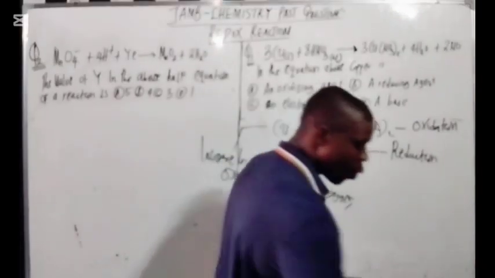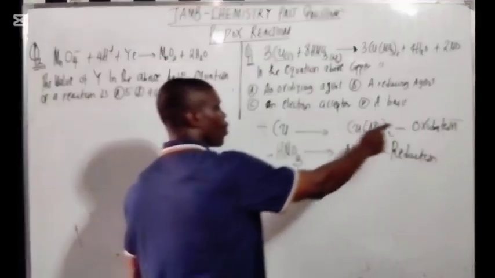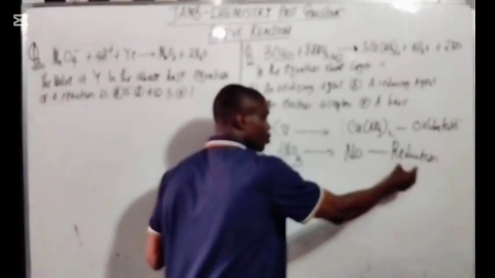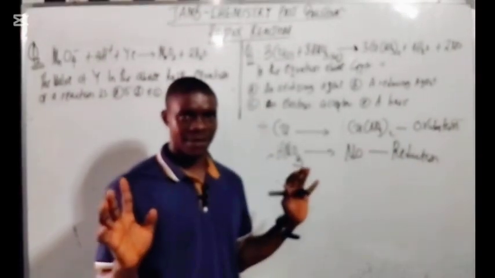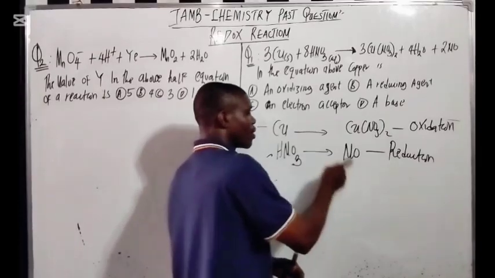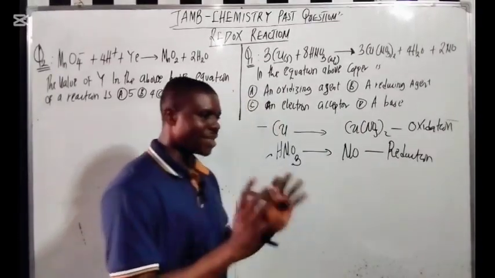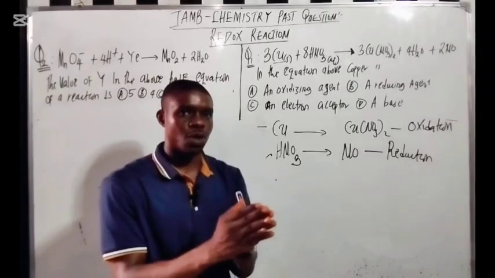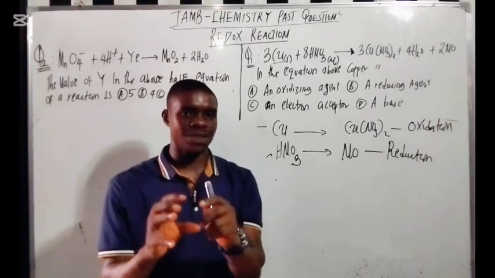Again, what can you conclude here? What are the final thoughts? Copper undergoes oxidation, while nitric acid undergoes reduction. Do you understand? That is it. Copper undergoes oxidation, while nitric acid undergoes reduction, right? Now remember, I told you that oxidation is also seen as the reducing agent.